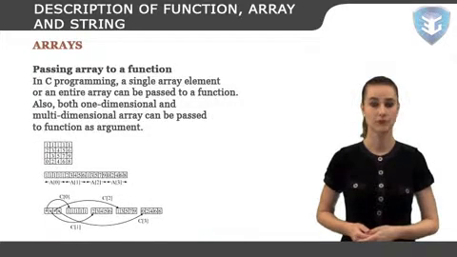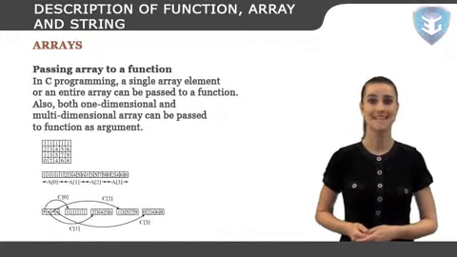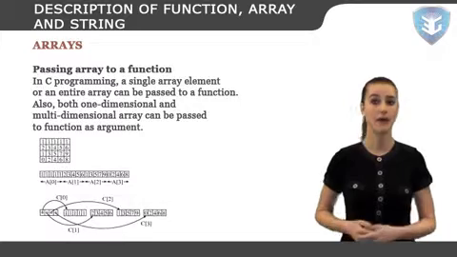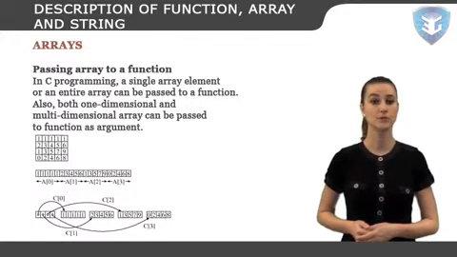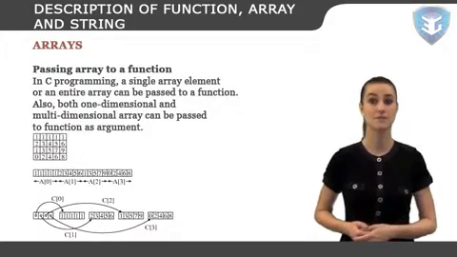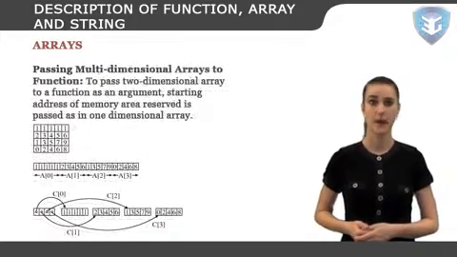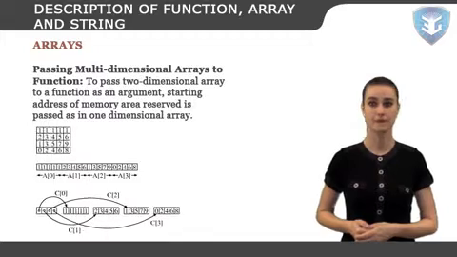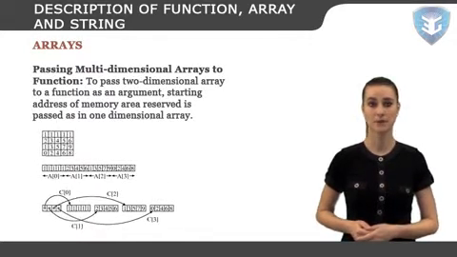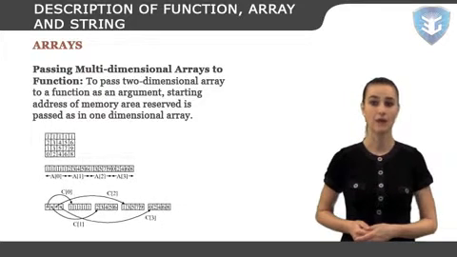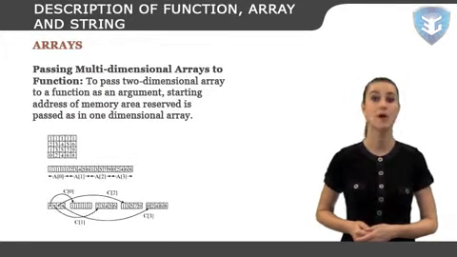Passing arrays to a function. In C programming, a single array element or an entire array can be passed to a function. Also, both one-dimensional and multidimensional arrays can be passed to a function as an argument. Passing multidimensional arrays to a function. To pass a two-dimensional array to a function as an argument, the starting address of the memory area reserved is passed, as in a one-dimensional array.